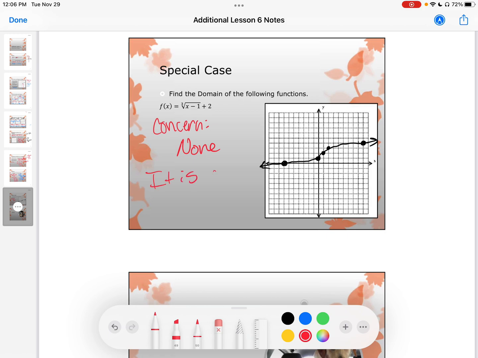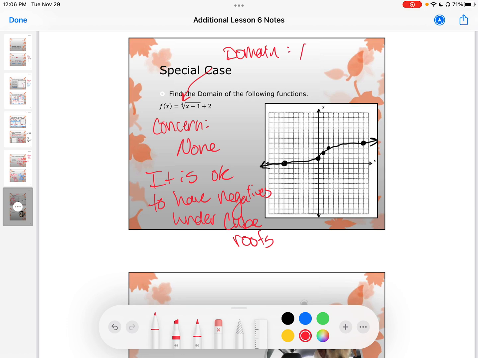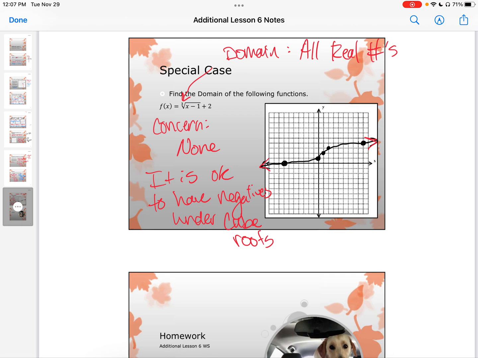It is okay to have negatives under cube roots. So the fact that that is a cube root tells me that I have no concerns, which means that my domain is all real numbers. You can see from the graph, is there anything stopping this from going to the right? No. Is there anything stopping it from going to the left? No. The reason that it's all real numbers is because we're not concerned about having negatives underneath a cube root. And that is it for additional lesson 6.